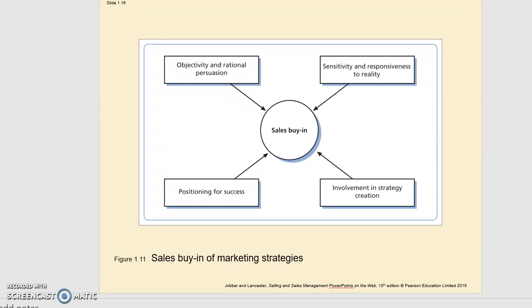The sales buy-in: the salesperson needs to buy into your marketing strategy in order for it to be successful. Objective and rational persuasion. They need to be sensitive and responsive to the reality of what's going on currently in the marketplace. They need to have some involvement in the strategy creation, and then need to position themselves for success. So the salesperson has to be enthusiastic and knowledgeable about the company and the products, otherwise they're not going to be willing to sell.